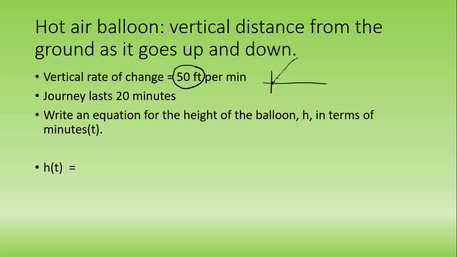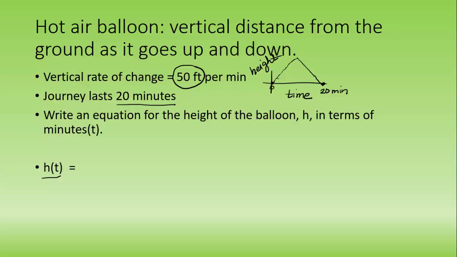The entire journey lasts 20 minutes. So that means it comes back to ground after 20 minutes. So at some point it's going to stop and come back down and land on the ground like that. And this tracks the height. We need an equation for the height in terms of minutes. So that looks like h of t, the height in terms of minutes. How are we going to calculate the height of the balloon?